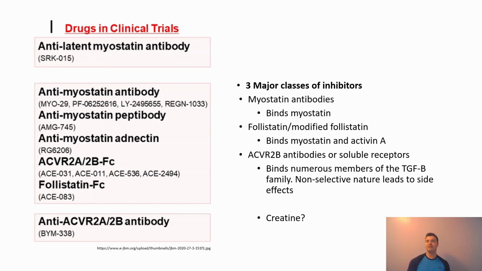Next, let's look at what could possibly inhibit myostatin. First, we have the classic myostatin antibody. The antibody binds to myostatin, and then it is excreted. It's unable to bind to the activin type 2B receptor. Next, we have follistatin and modified follistatin. Follistatin, as you remember, binds both activin A and myostatin. So follistatin injected is able to sequester the myostatin and activin A, increasing muscle mass.